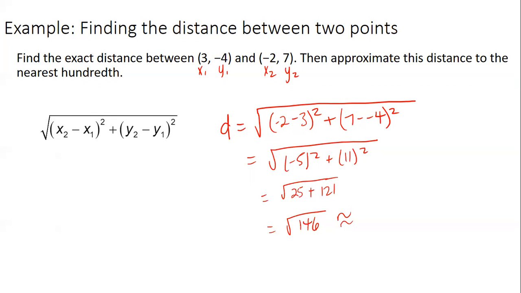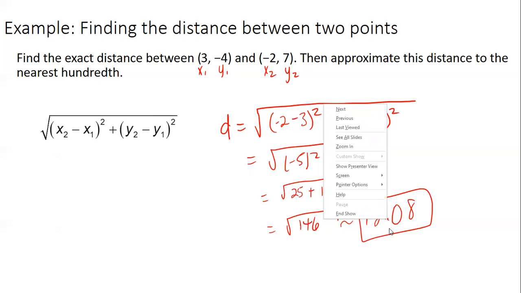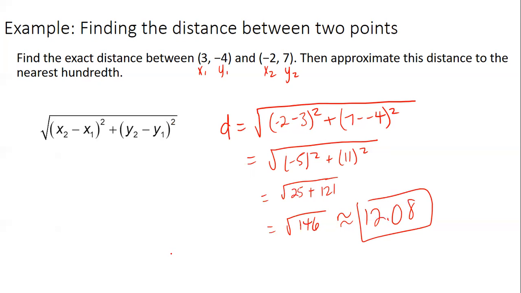And we get, anyone, somebody, everybody? I'll tell you, 12.08 is your answer. And it's to the nearest hundredth, which makes sense because what's 12 squared? 144.